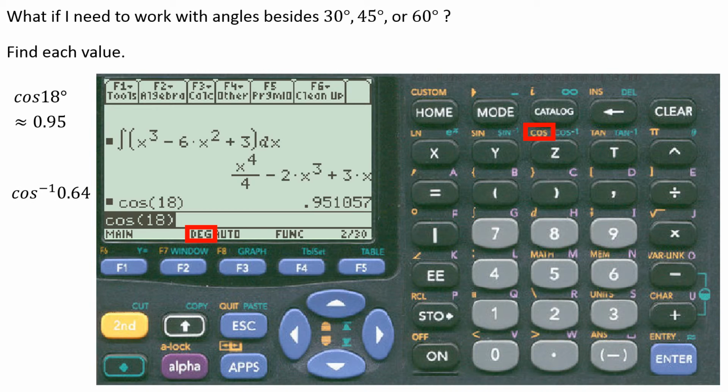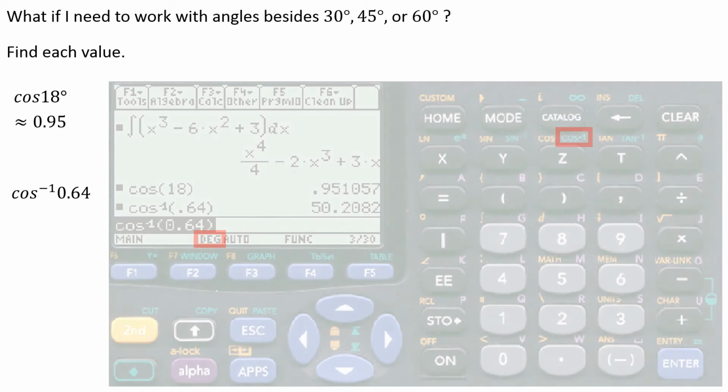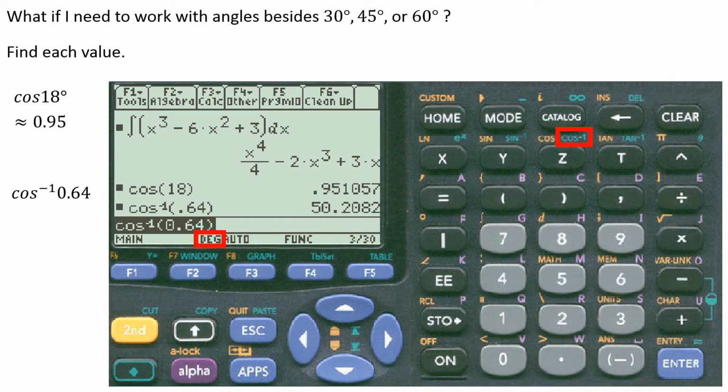Ooh, what if I need to go the opposite direction? What if I'm starting out with the 0.64? Now I'm trying to figure out what angle would create that answer. What's the inverse cosine of 0.64? Again, I got to go to the calculator. Got to make sure I'm in degrees. But this time I want to make sure I'm using inverse cosine.